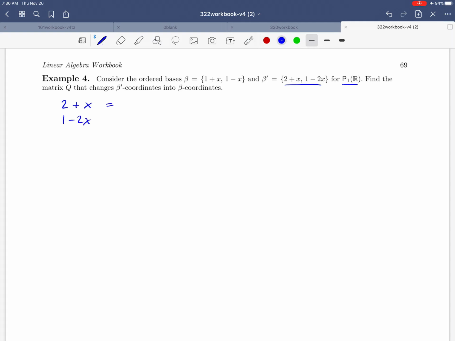And our mission is to figure out how to express those as linear combinations of the vectors in the other basis. So we'd like to know what times 1 + x plus what times 1 - x will give us the 2 + x. And then similarly, how would we get the 1 - 2x?